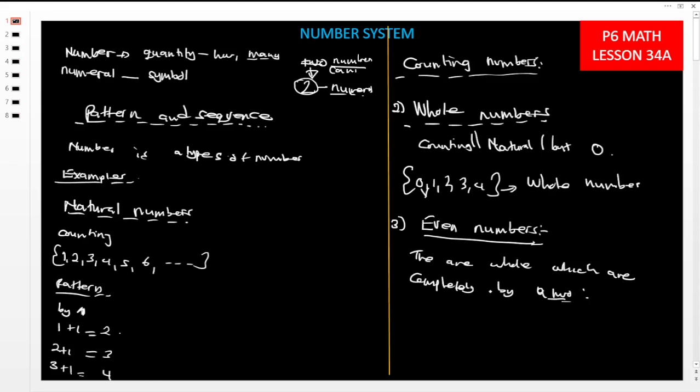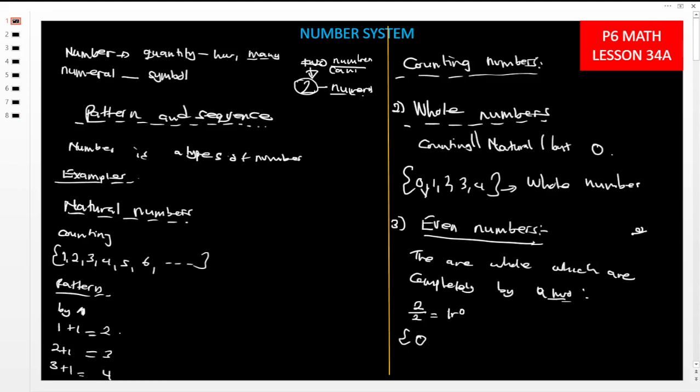So we can divide them. For example, if I choose one whole number like 2, 2 divided by 2, I get 1 remainder 0. So they are completely divisible by 2. They don't leave any remainder, or they leave 0 as a remainder. Are we getting that one? Now, examples of even numbers. The first even number is 0.